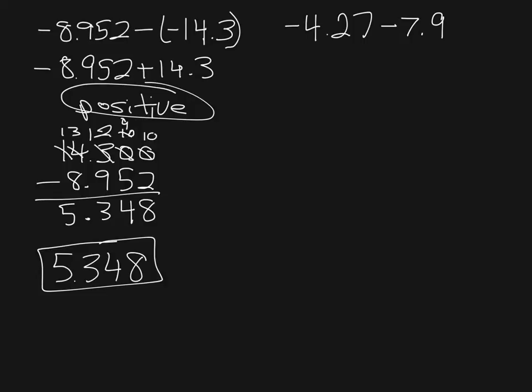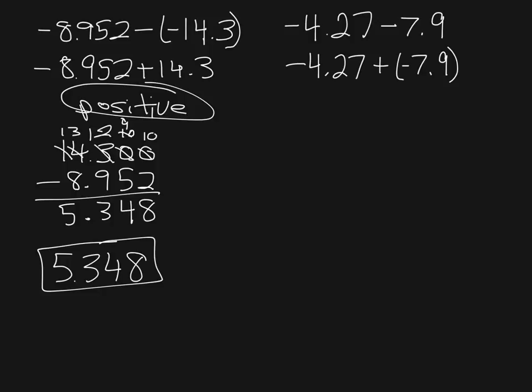All right, let's do one more example and then we'll call it a day. Here we have negative 4.27 minus 7.9. So once again, this is a subtraction problem, so I'm going to turn it into an addition problem because I think that'll help me wrap my mind around it a little bit better. So I have negative 4.27 and I'm adding negative 7.9.